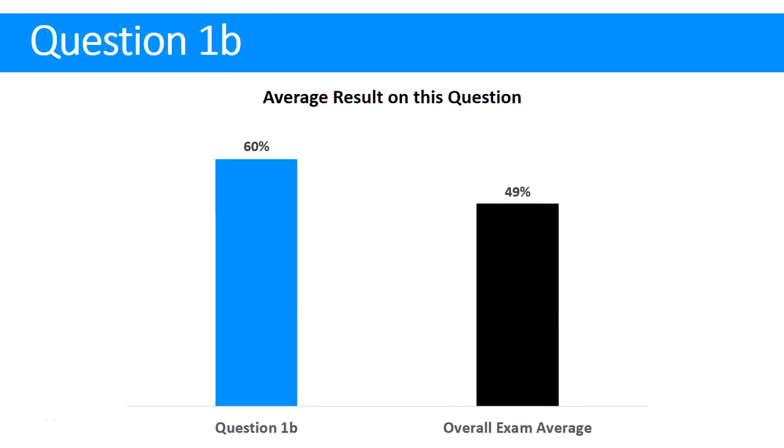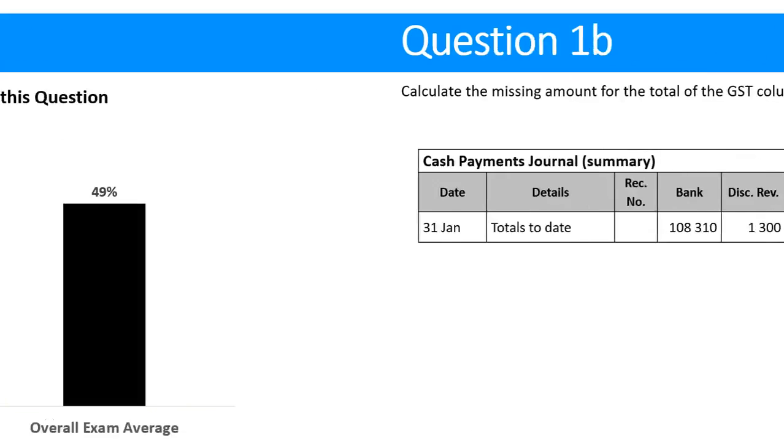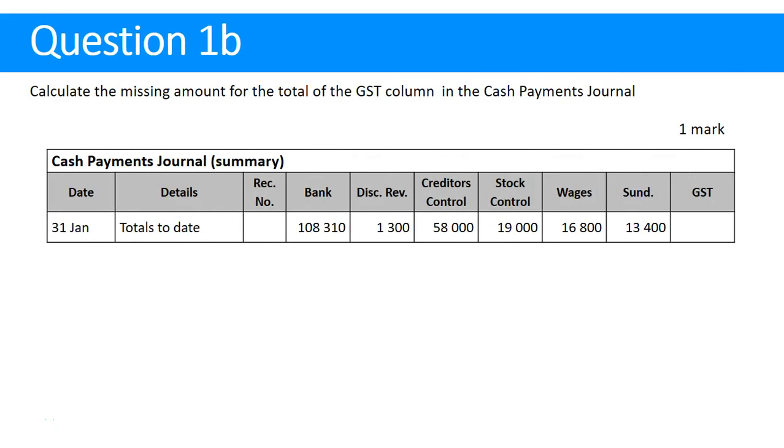Question B, the average was 60%, so well above the average exam mark of 49. And what we're asked to do here was calculate the missing amount for the total of the GST column in the cash payments journal, so we can see the GST column has been left blank. To do that, what we needed to remember is that the numbers given are irrelevant.